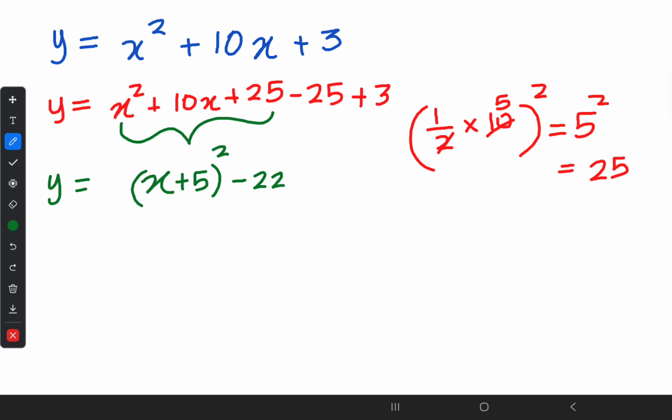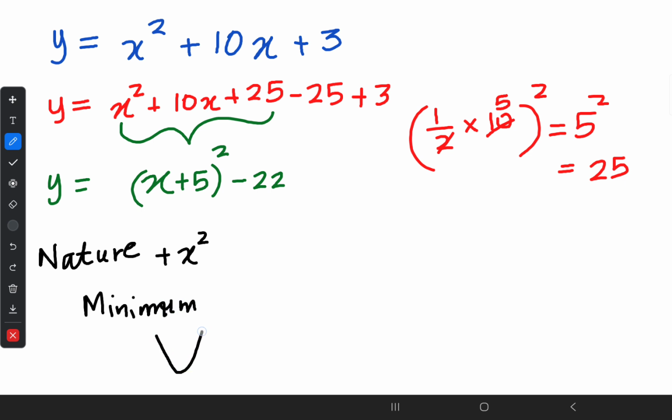Then let's find the types. First, nature of the graph. Since the coefficient of x square is a positive value, it is a minimum graph. It would be a minimum graph like this.